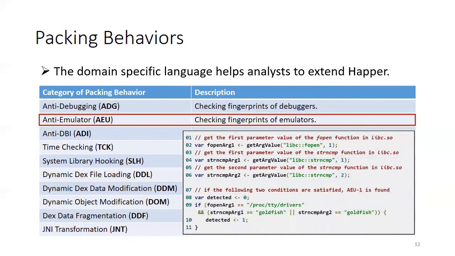Moreover, we designed a domain-specific language for analysis to extend Happer for supporting the identification of new packing behaviors. Here shows an example of a behavior specification written by using the domain-specific language for identifying an anti-emulator behavior. Specifically, the language provides several functions to instruct the ARM platform to retrieve runtime information for determining packing behaviors. For example, getArgValue guides the ARM platform to get a parameter value of a system library function.